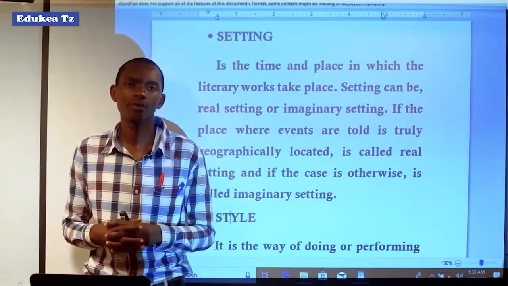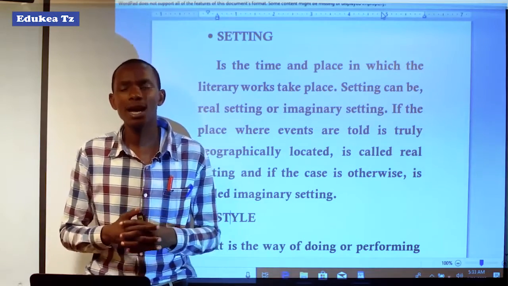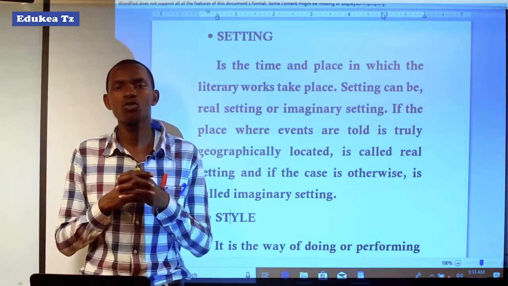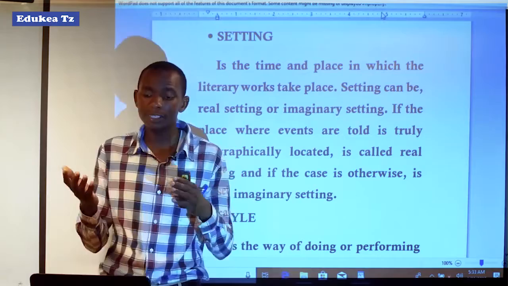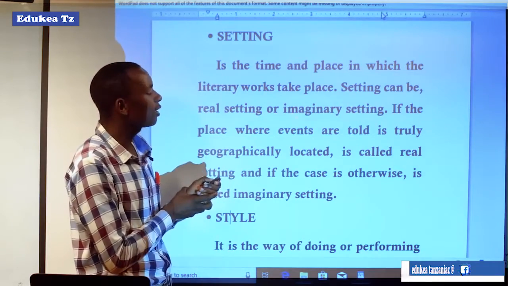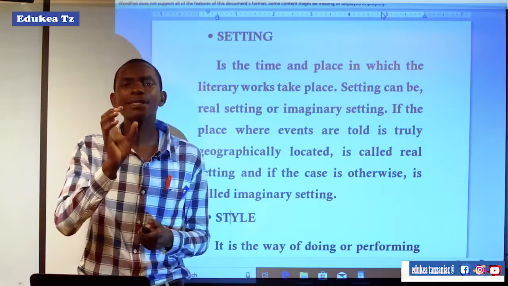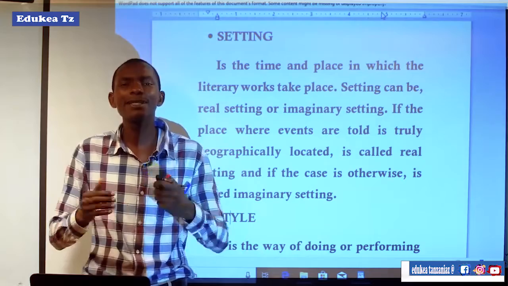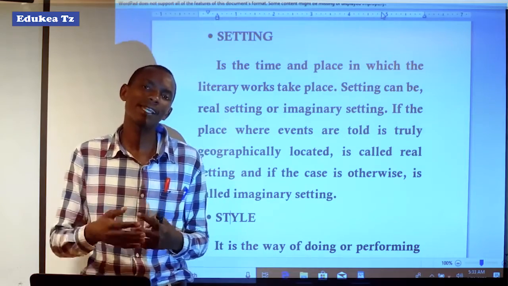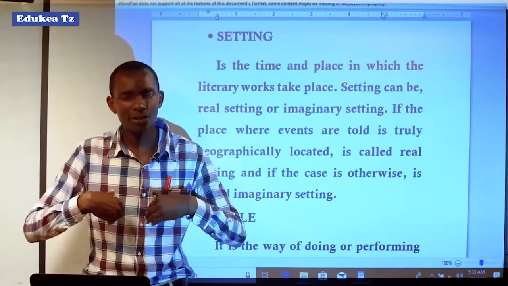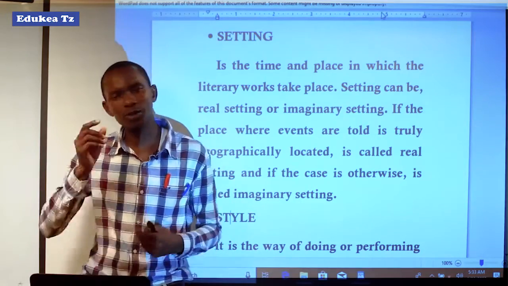It can be in Dar es Salaam, Kilimanjaro, Tanga, among others. Also at the national level, it can be in Tanzania, Kenya, Uganda, Nigeria, South Africa, and among other nations. Setting can be real or imaginary. A real setting simply means that the place where a literary work has taken place is real and existing. If a place is very well known, like Mwanza, all of us agree that it is geographically located. So that is a real setting.